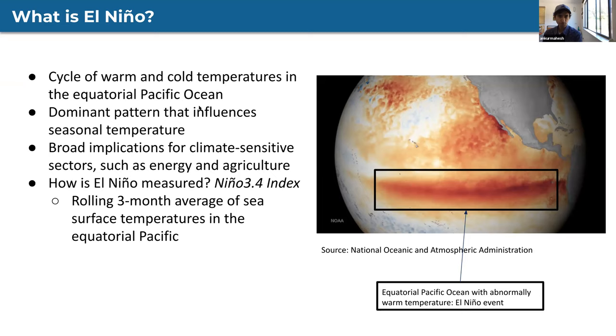That's one of multiple ways to measure it, which is a rolling 3-month average of sea surface temperatures in the Pacific. On the diagram on the right, you can see that anomalously warm temperatures mean that the climate is in the El Nino phase. And if it were cold, it would mean that the climate's in the La Nina phase. Next slide.